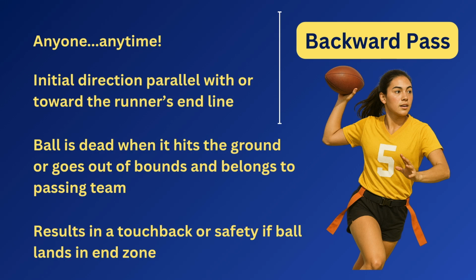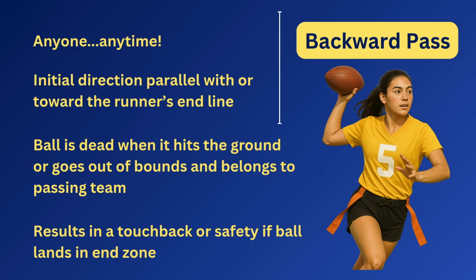Backward passes. Backward passes are a hallmark of flag football, and essentially anyone can throw one at any time. Right? There's no restrictions on where a backward pass can take place. It can be behind the line of scrimmage. It could be beyond the line of scrimmage. It could be by a team that intercepts the ball and then throws a backward pass as they're running back the interception. Anybody can throw a backward pass at any time.